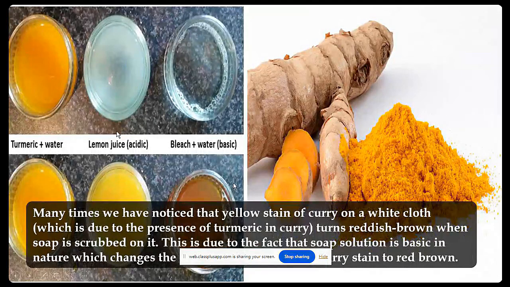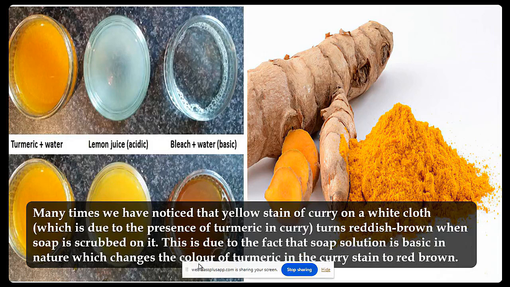So here is an activity. Many times we have noticed that the yellow stain of curry on a white cloth, which is due to the presence of turmeric in curry, turns reddish brown when soap is scrubbed on it. This is due to the fact that soap solution is basic in nature, which changes the color of the turmeric in the curry stain to red brown.